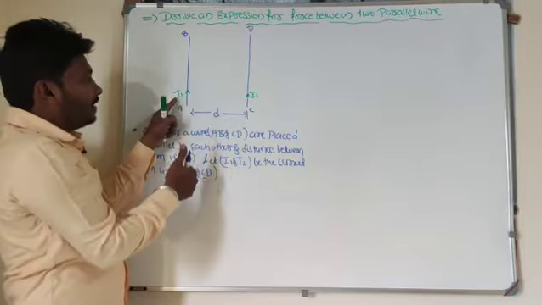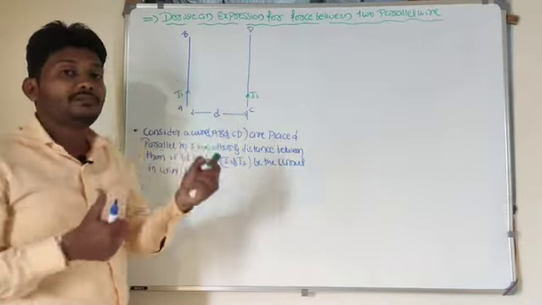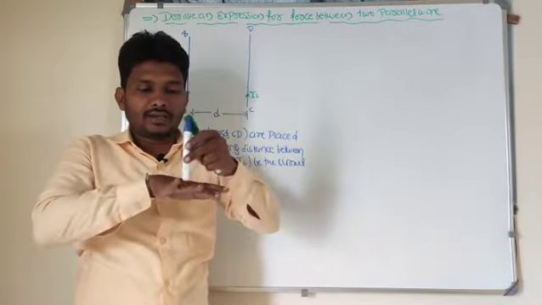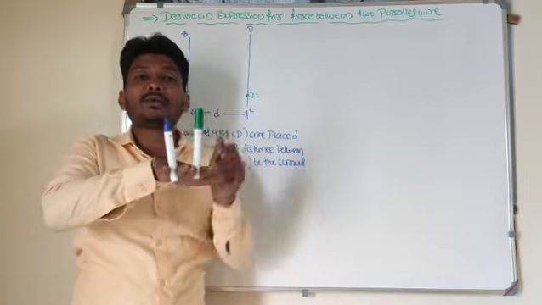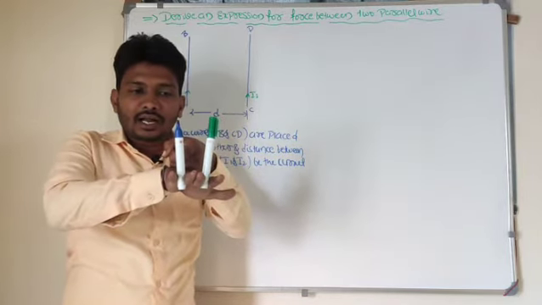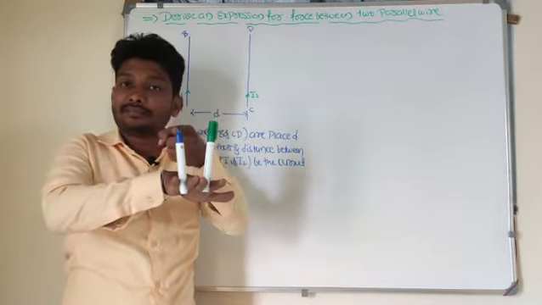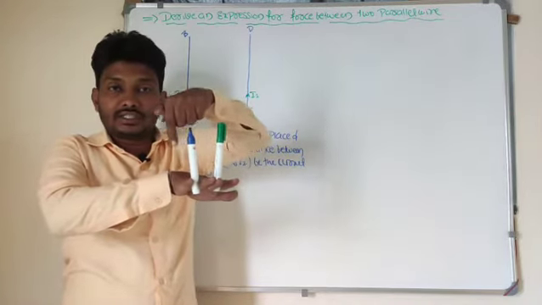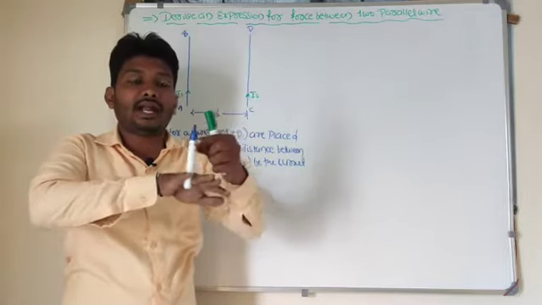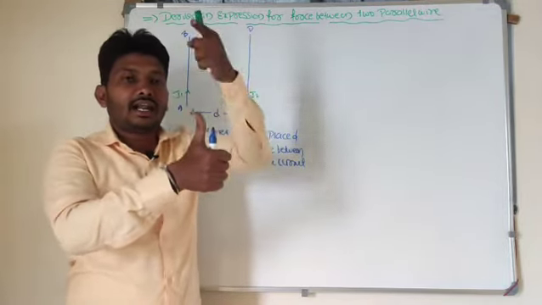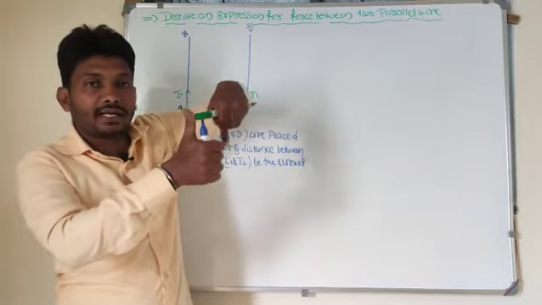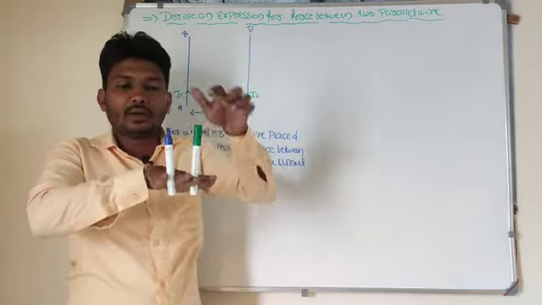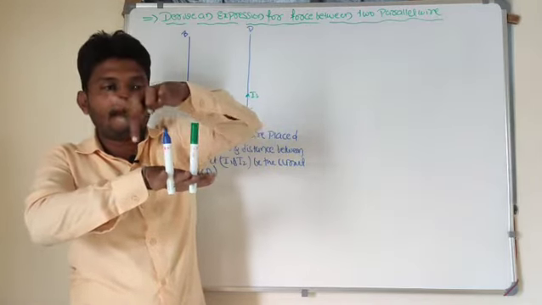Because of the current I1, you will get magnetic field B1 here. This magnetic field B1 acts on the second wire. Look here, this is wire AB and this is wire CD. Because of the current I1 flowing in the first wire, you get a magnetic field here. This is the direction of the magnetic field from the right hand thumb rule. If this is the direction of current, then the magnetic field is in this direction.